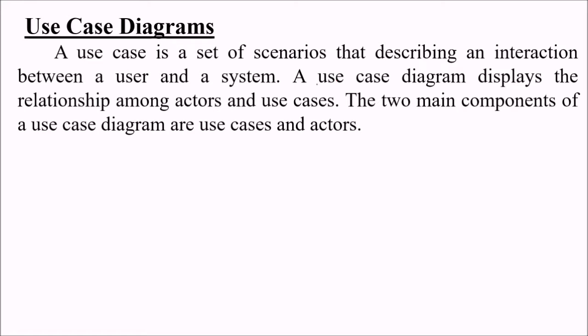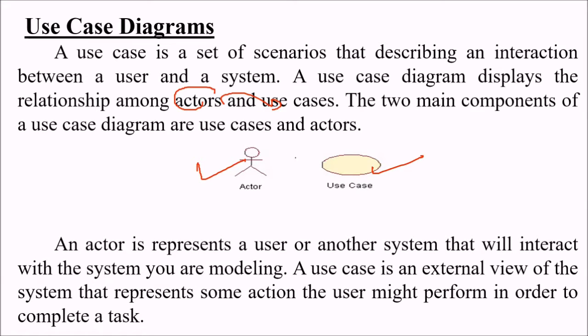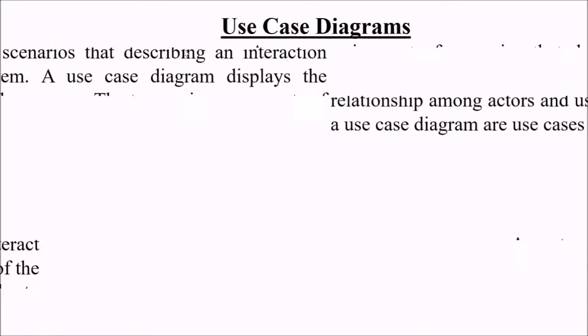Use case diagram. A use case is a set of scenarios that describe an interaction between a user or an actor and a system. The use case diagram displays the relationship among the actors and use cases. The two main components of a use case diagram are use cases and actors. Here is an actor, here is a use case. An actor represents a user or another system that will interact with the system we are modeling. A use case is an external view of the system that represents some action the user might perform in order to complete a task.